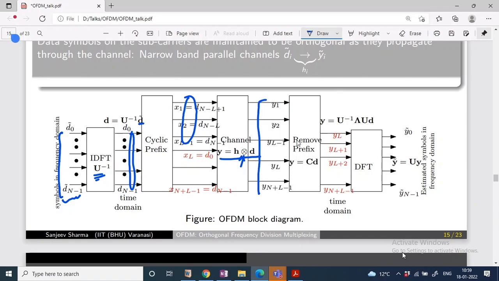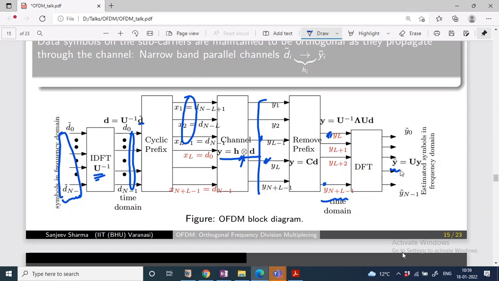Then you remove the CP. So these are the CPs, the L CPs, we can remove. Then we take the data from here, Y from L onward. So this is the data in the time domain. Since we put the data in the frequency domain, we have to decode the data in the frequency domain. So we have to do the DFT. Then this is going to be decoded in the frequency domain.